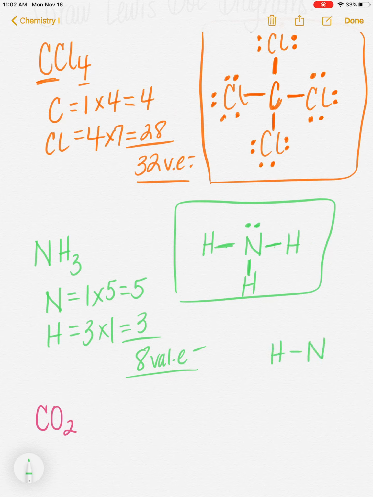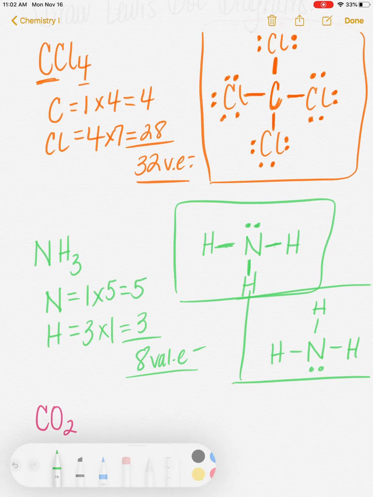Sometimes I see students draw it like this. That is also a valid Lewis structure. It's just drawn upside down, but that's okay. What I'm looking at, do you have 3 hydrogens bonded to the nitrogen and a pair of dots on the nitrogen?